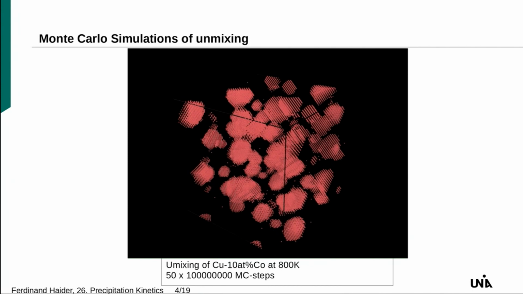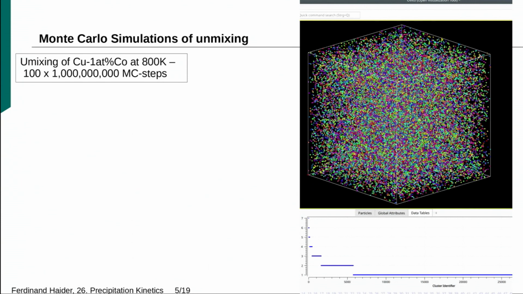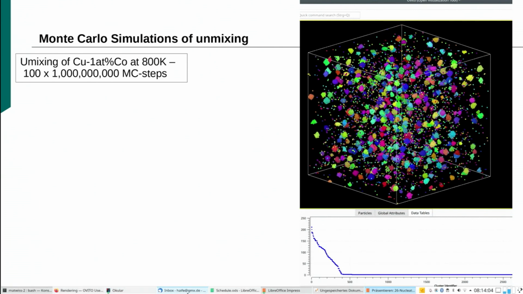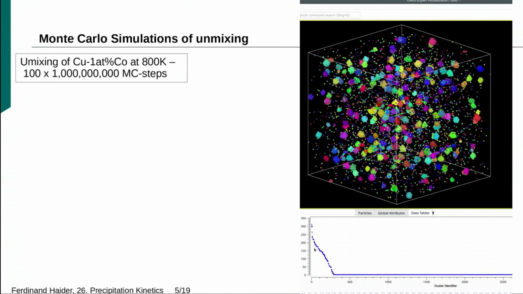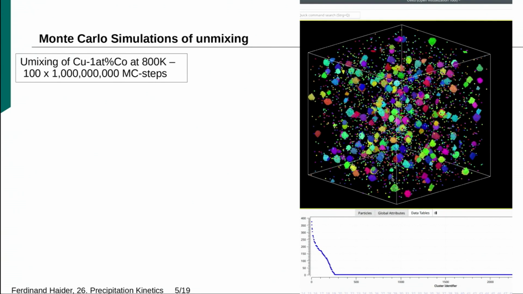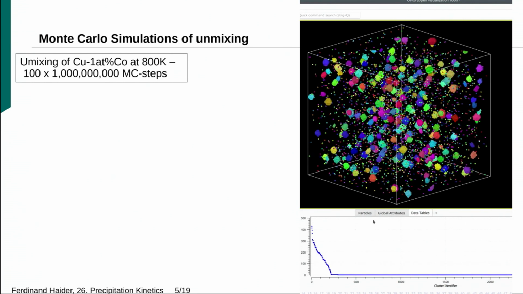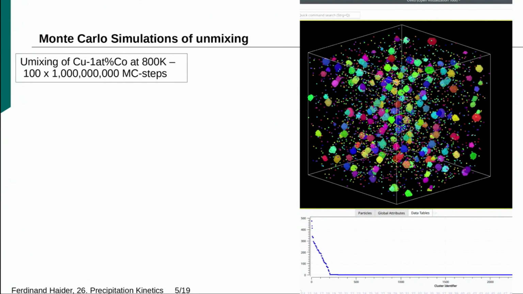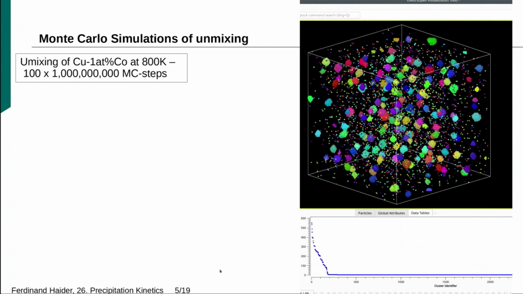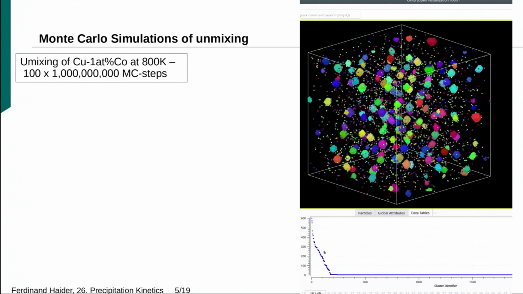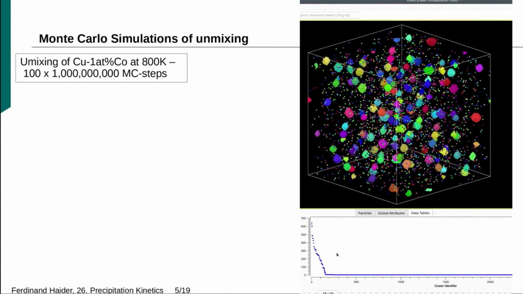This is for a longer time. Now it's 100 million steps in 50 snapshots. So we see here now that these clusters are already pretty large. Now we can try to evaluate this using the tools we have. So here you see the size distribution. And this is application of the Stoschek-Koppelmann algorithm here. See, the particles get larger and larger. Here you have the subcritical nuclei, and this little bump here are the supercritical, the precipitates which grow.